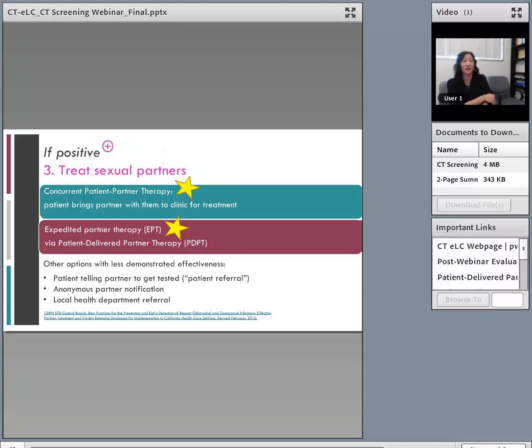So I'm going to go over each of these methods, and then I would like to ask folks to use their little figure at the top to vote on either agree or disagree. I'm curious if you've ever seen a patient or a client in your setting who has brought their partner with them to the clinic when they were treated for chlamydia so that their partner could get treated at the same time. So this is called concurrent patient-partner therapy.